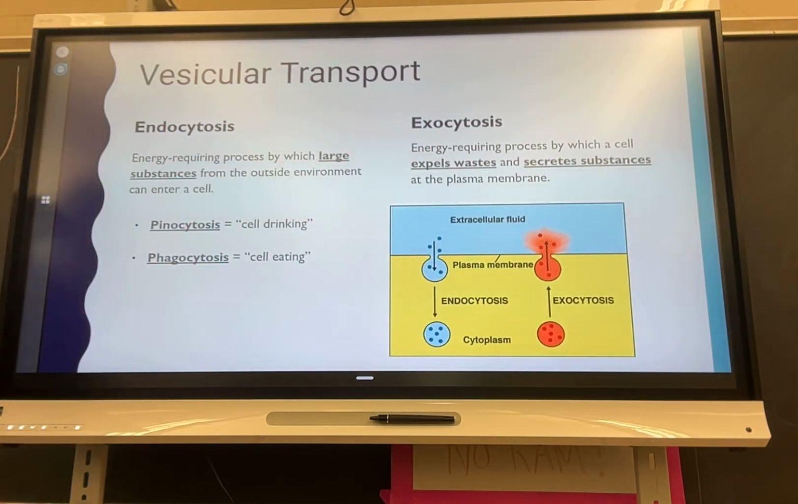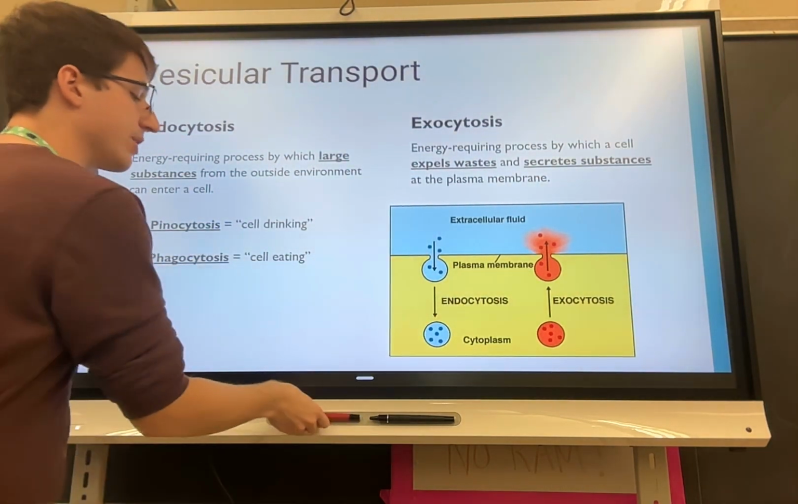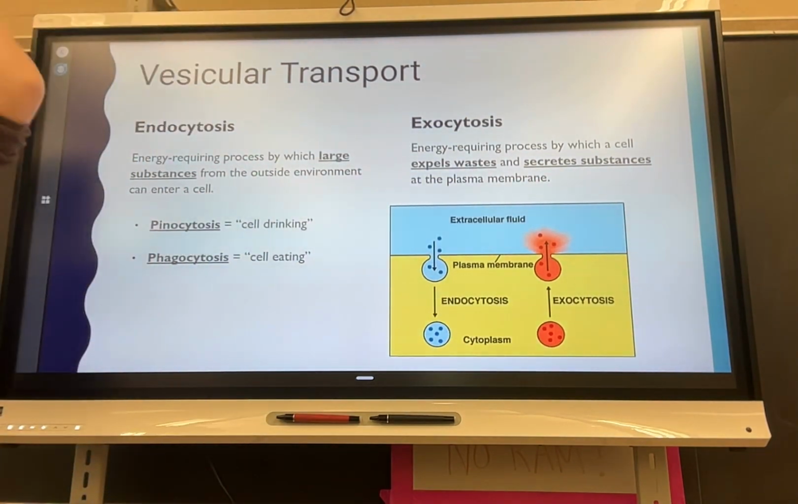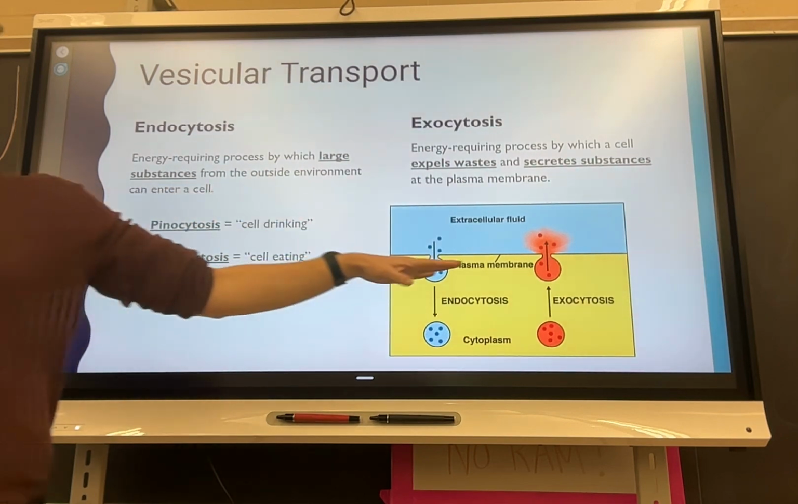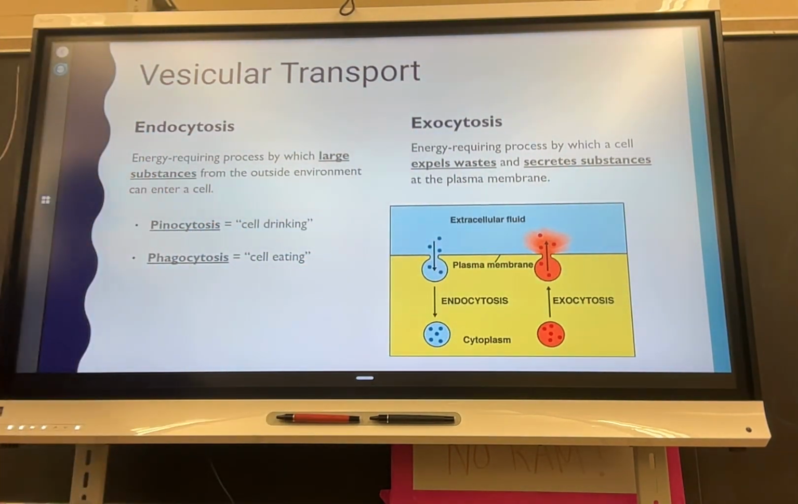So endocytosis is going to be enter. Exocytosis is going to be exit. Both of these are going to use energy. They're both going to also fold the cell membrane. The vesicles are able to bond to the cell membrane.